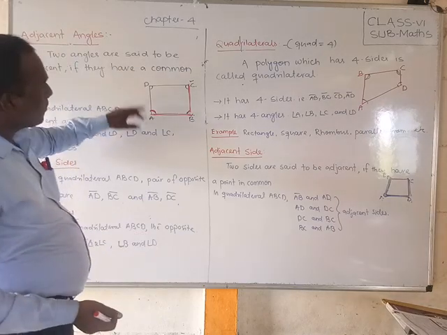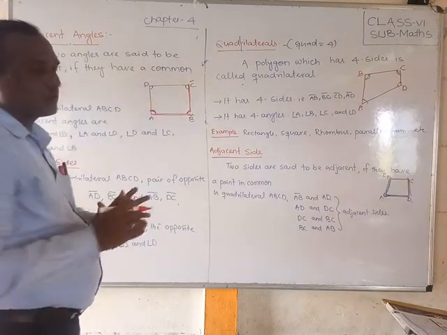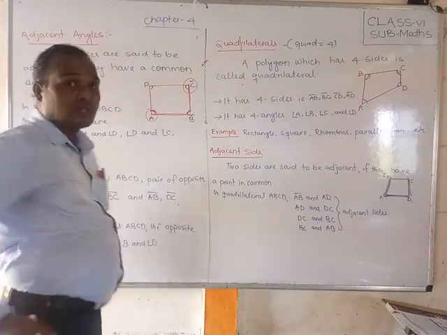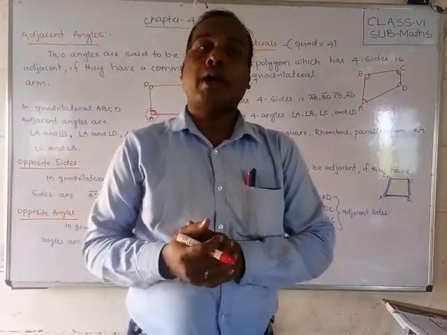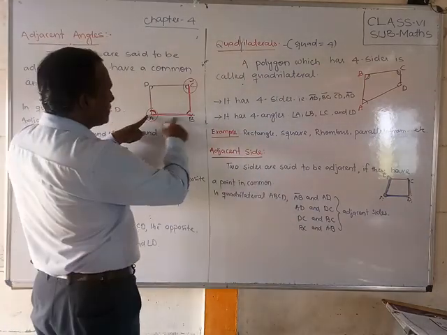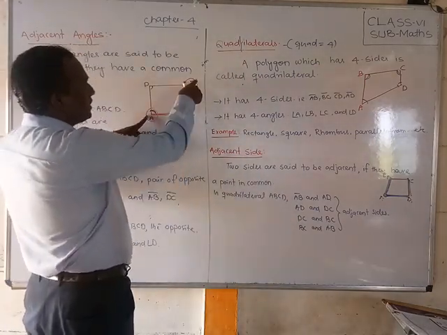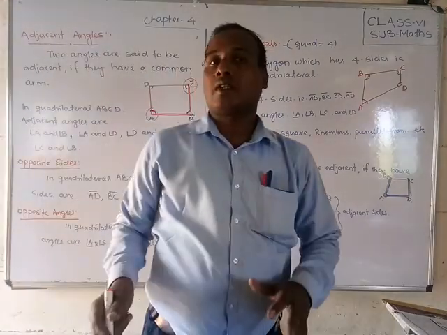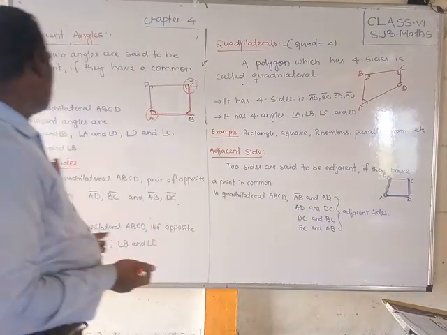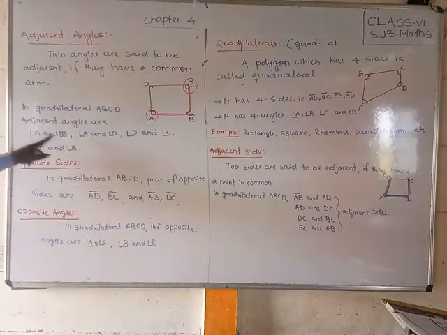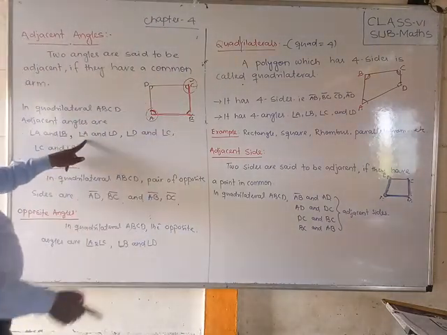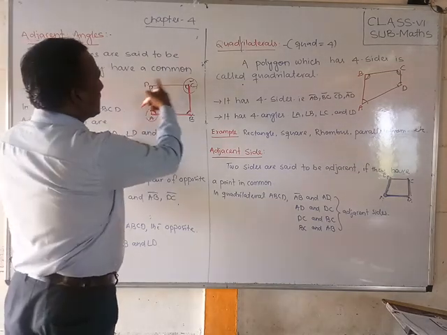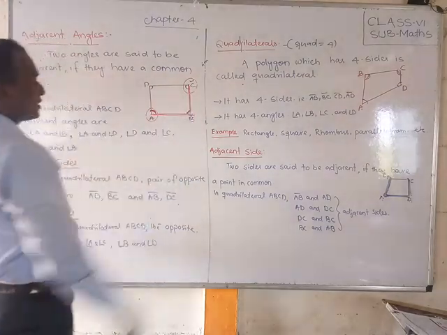Suppose I take one example, A and C. Are A and C adjacent angles? No. Why? Because A has this side and this side, but C has this and this, so there is no common arm. So A and C never make adjacent angles. These are the adjacent angles: A and B, A and D, D and C are adjacent angles, and B and C also adjacent angles.